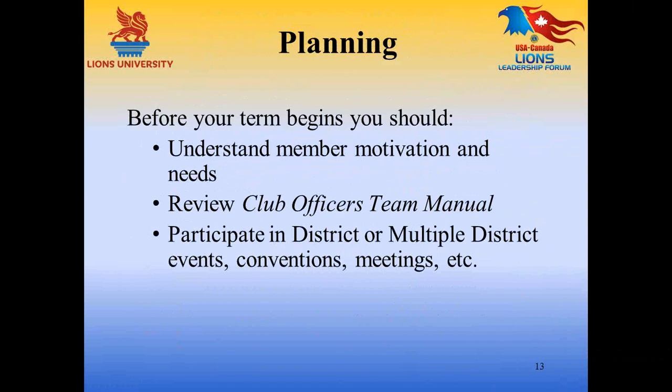By attending and participating in district and multiple district events, you'll broaden your horizon by sharing with and learning from other Lions. And you cannot overstate the importance of participating in every opportunity for club officer training. And of course, by being here this evening, you've indicated that you really understand how important this is.